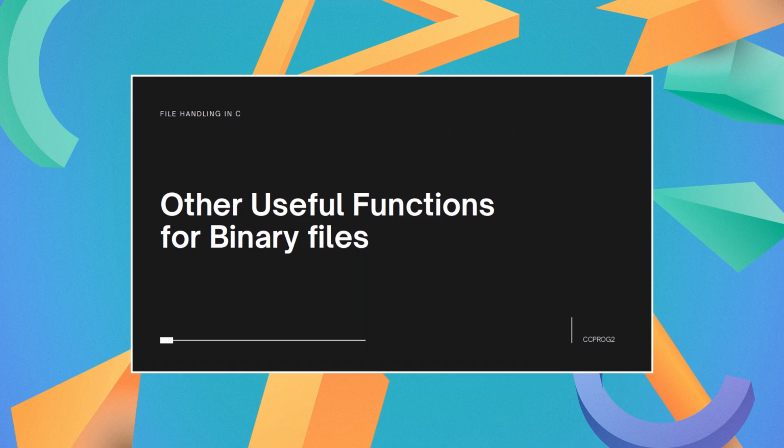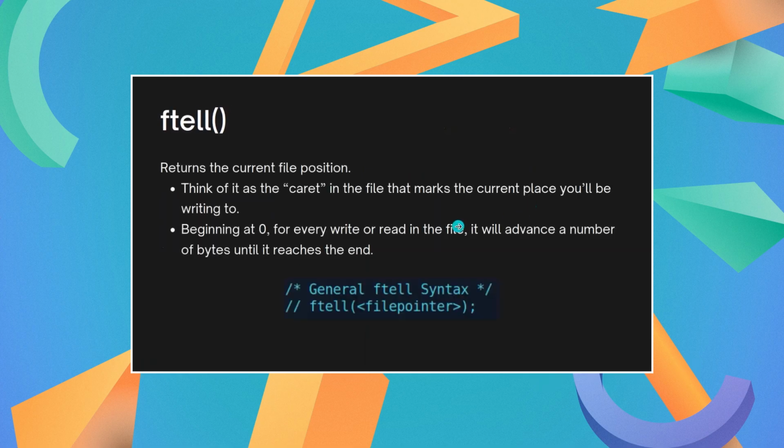Now, in working with binary files in C, there is an entire library of other useful functions, such as ftell. So when working with files, you can think of how our computer reads it from top to bottom as a caret. When you're typing, you have a line that indicates where exactly you're writing to or where exactly you're positioned. Similar to that, we can use ftell. Think of it as the caret in the file that marks the current place that you'll be writing to.